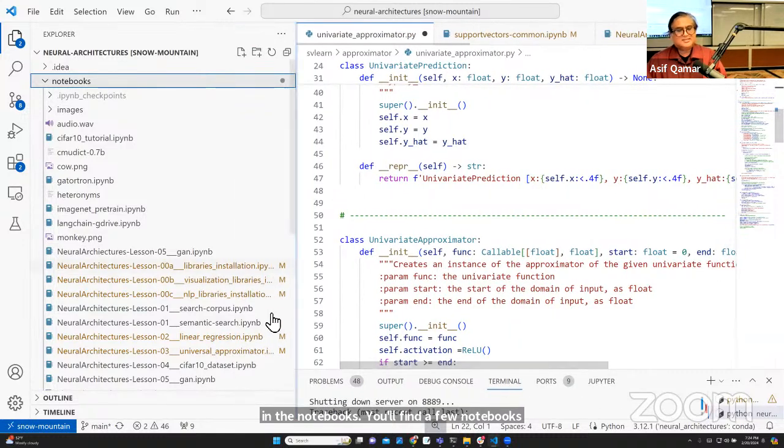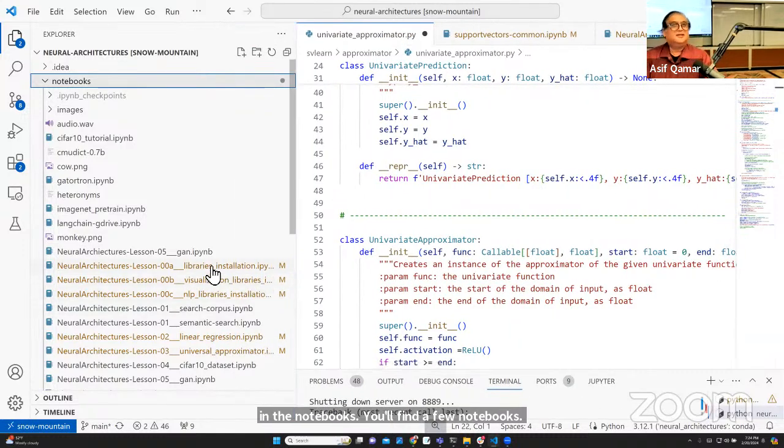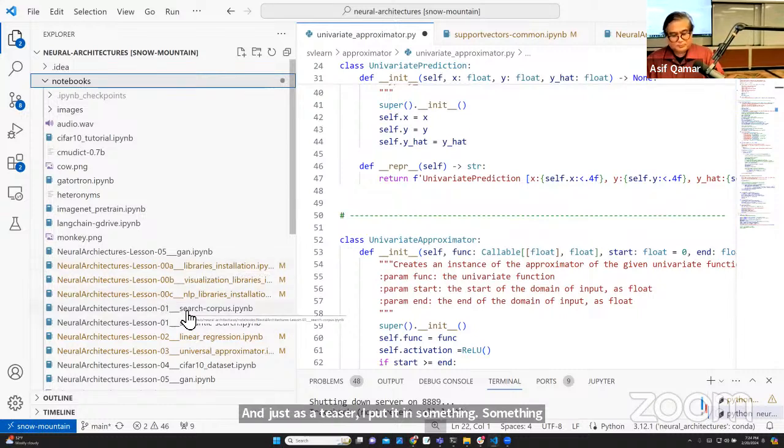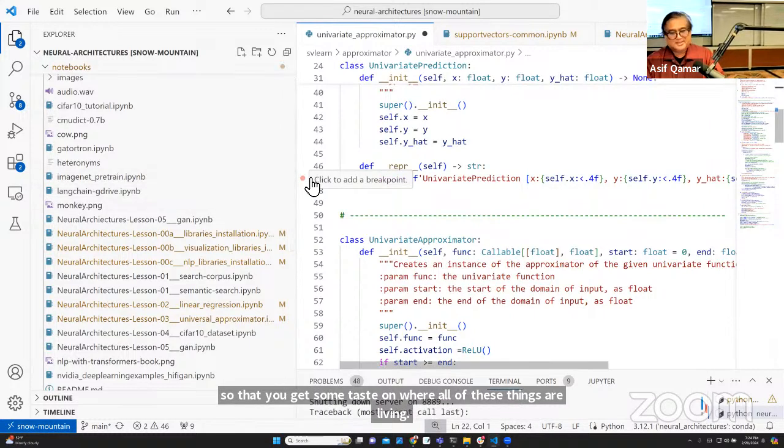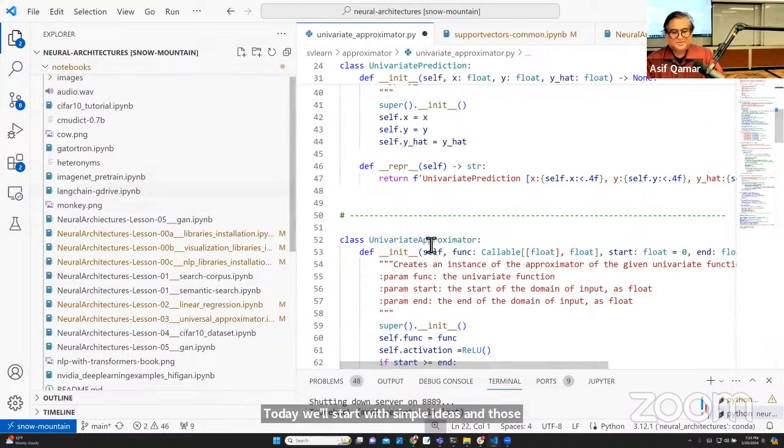And just as a teaser, I pulled in something called semantic search, which I was actually teaching just this Sunday to the people who are taking the boot camp to give a practical flavor. It was a hello world for them, sort of. I brought it in so that you get some taste on where all of these things are leading. Today we'll start with simple ideas, and those ideas you'll get a taste of where it goes.